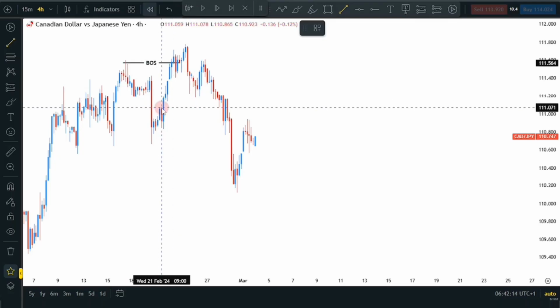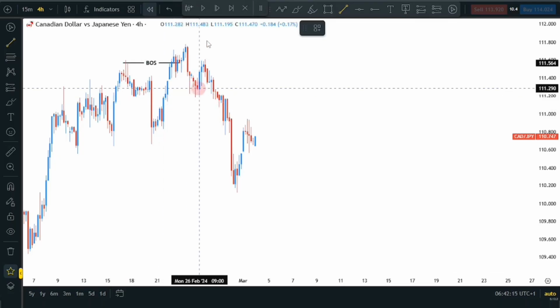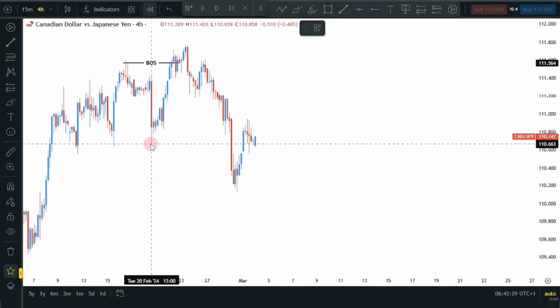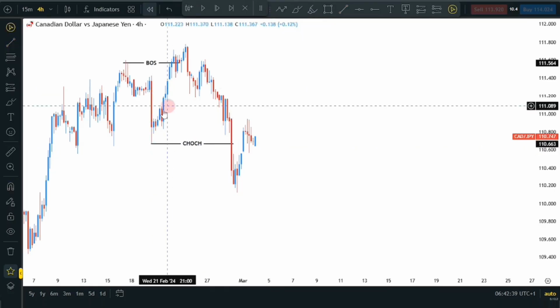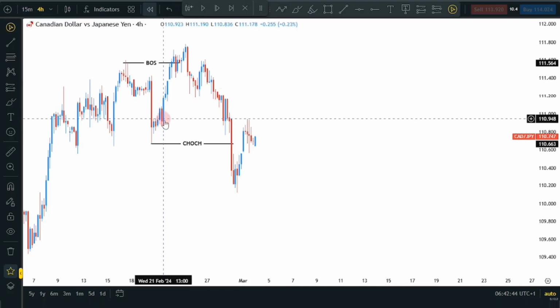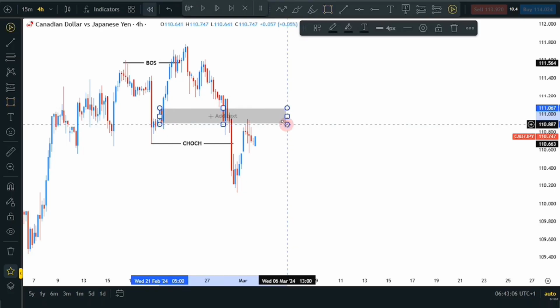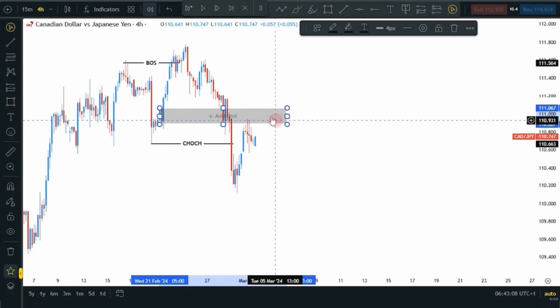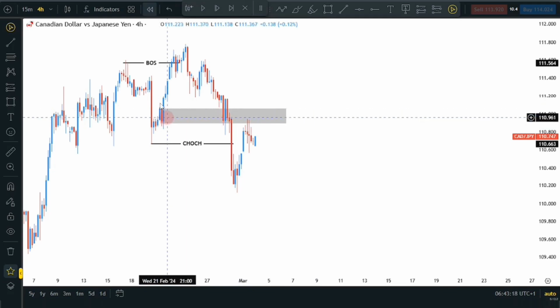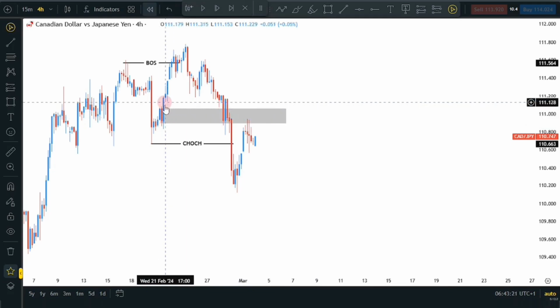When it got to this point, instead of continuing to push to the upside, it broke a new structure which formed the change of character. So then what we have to do is mark the origin that caused this change of character, which means the origin that caused the change of character will now be the breaker block. So you can see there's an order block here and there's a fair value gap here as well.